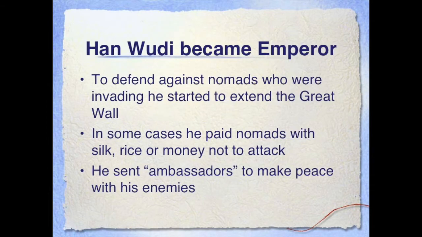One of the greatest Han leaders was named Han Wudi, and he realized that the people who were invading from the north were nomads. The Great Wall did not extend to the whole northern section of the Han Dynasty, so he decided to extend and build on to the Great Wall to defend his dynasty. In some cases, however, he paid these nomads with silk, rice, or money so that they would not attack. He realized that that's what they were after. What he did was he sent people called ambassadors to make peace with his enemies.